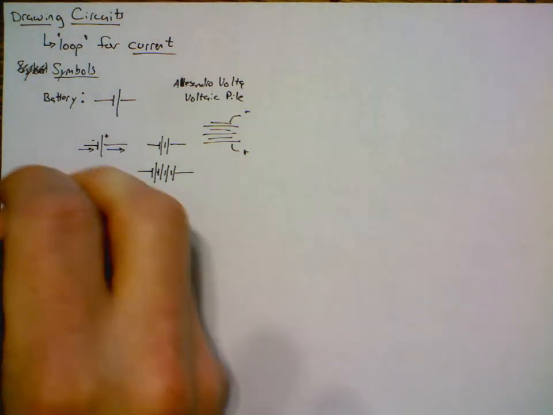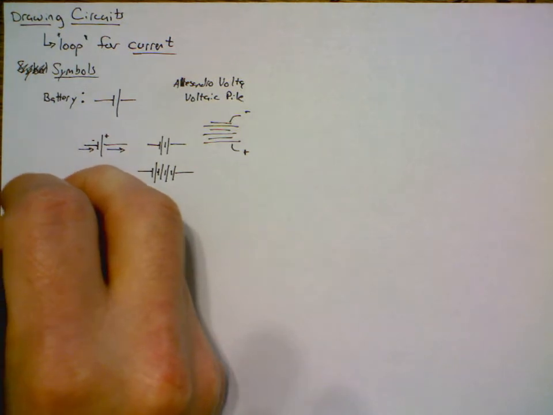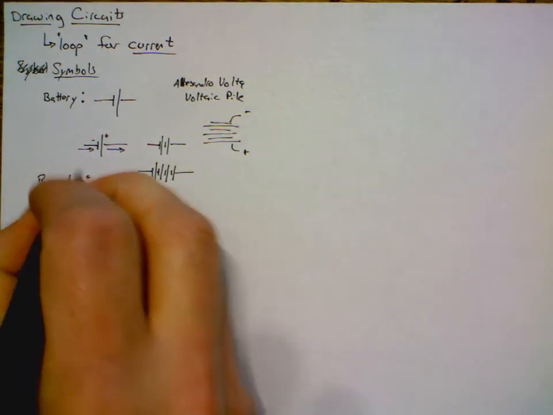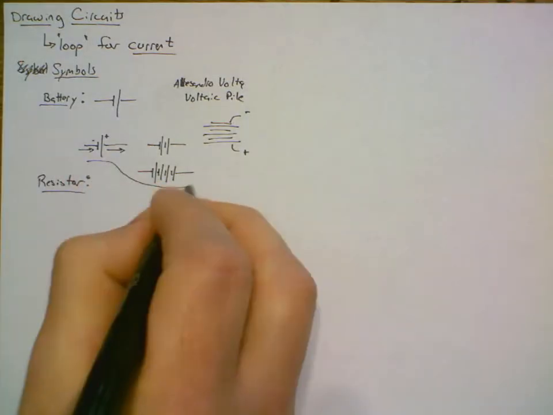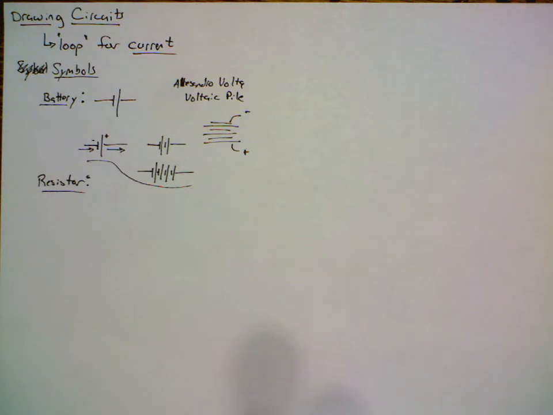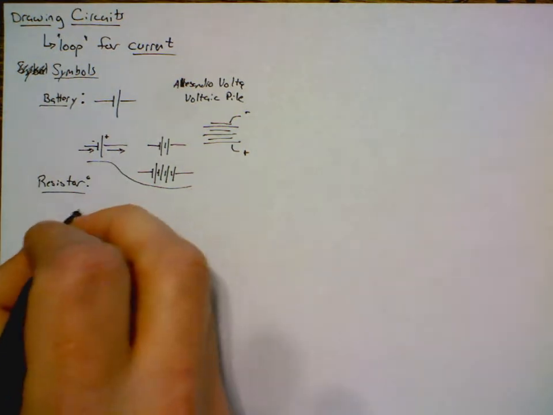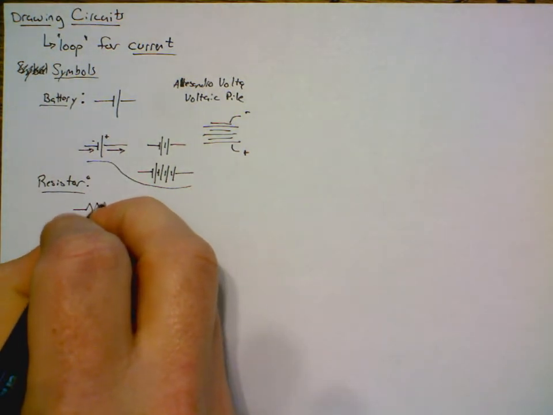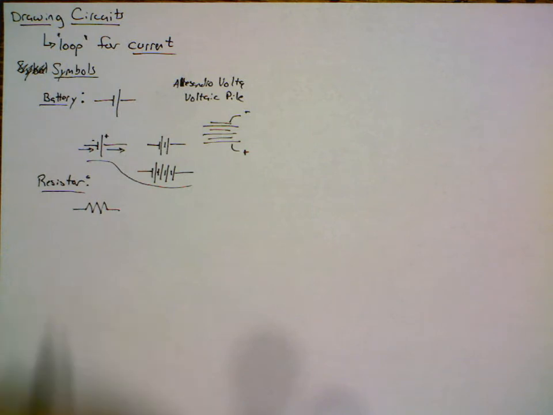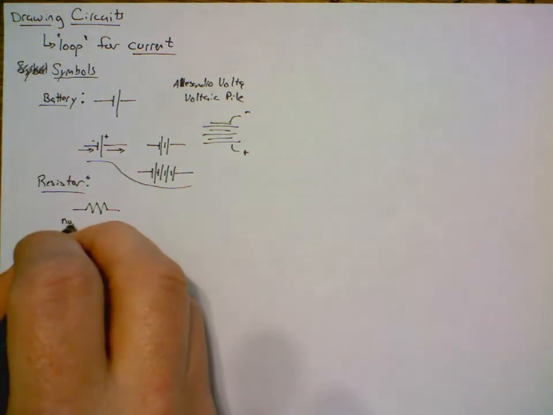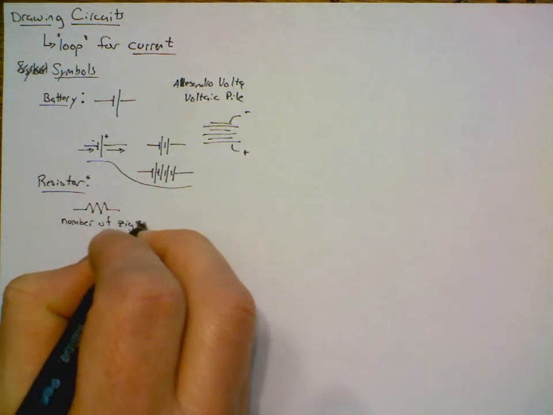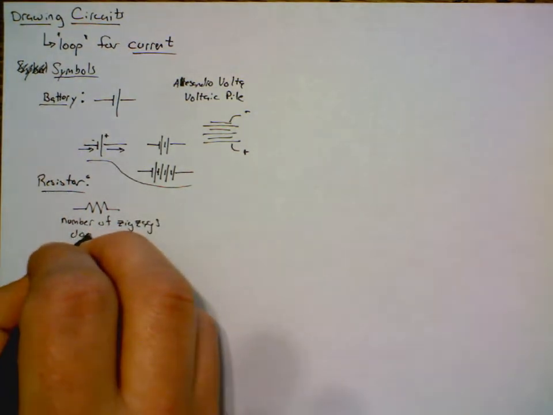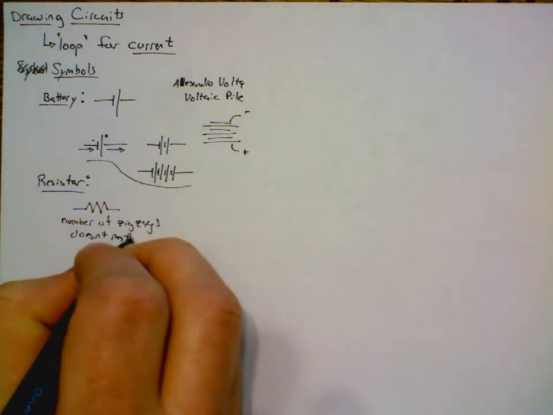All right. The next thing you need to have in your circuit is a resistor. This is the thing that the current goes through and is used up by: a light bulb, a printer, a computer, a space heater. These are all resistors. The symbol for a resistor is something like that. The number of zigzags doesn't matter.